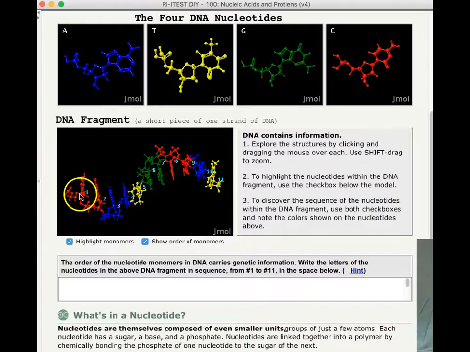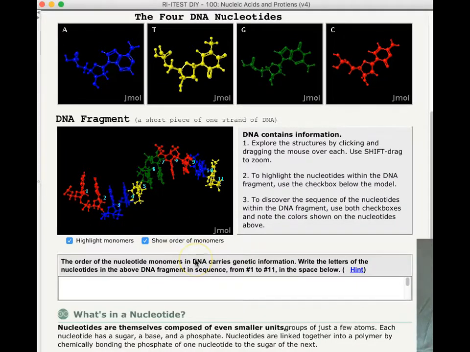Number 1 is red, so that's C. Number 2 is red, so that's C. Number 3 is blue, so that's A. So the first 3 letters of the sequence are C, C, A. I'll let you figure out the rest. You can pause the video.